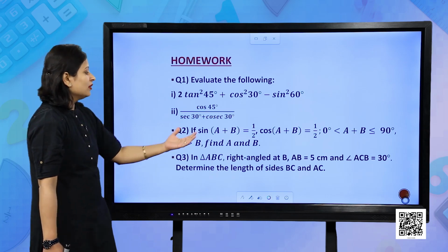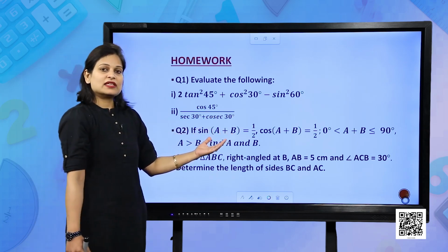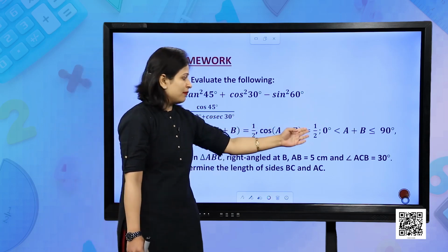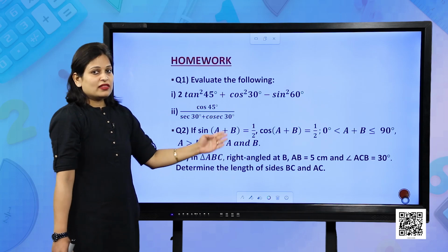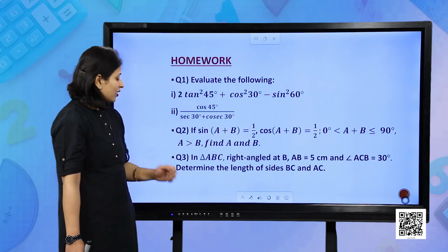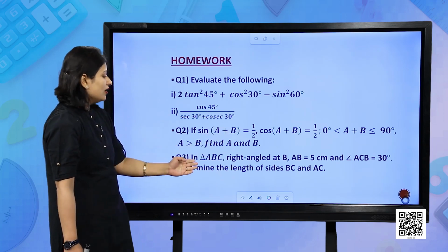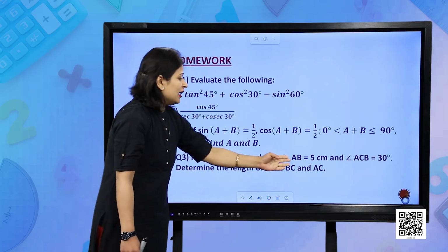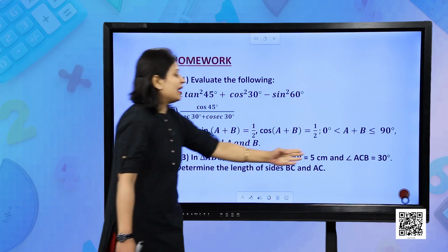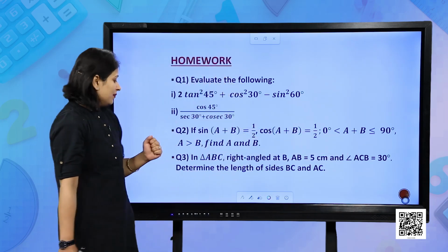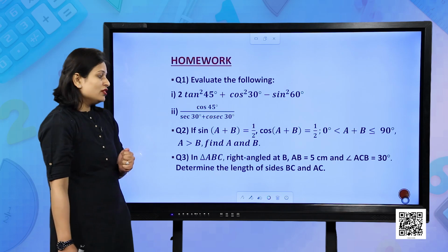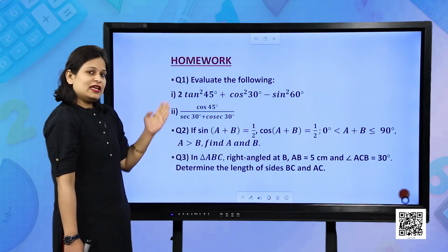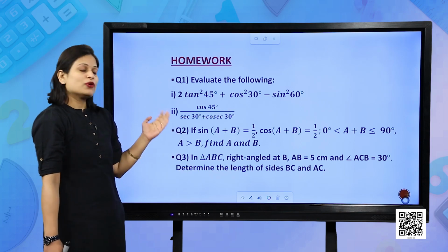Second question, if sin(a + b) is given as 1 by 2 and cos(a + b) is given as 1 by 2, you need to determine the values of a and b. And in the third question, in triangle ABC which is right angled at B, AB is 5 centimeter and angle ACB is 30 degree, you need to determine the length of sides BC and AC. You can easily solve these questions at home.